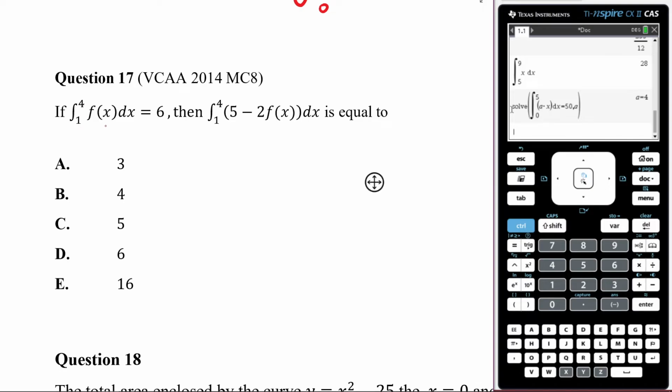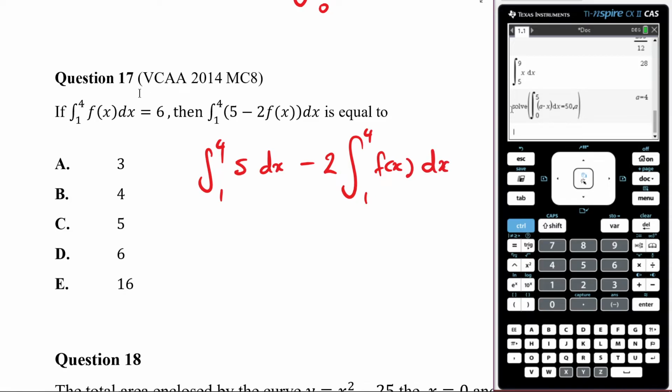All right, we've got the integral from 1 to 4 of this. This is equal to what? Again, we're just going to break this up. So I'm going to write this as the integral from 1 to 4 of 5, and I'm going to take the minus 2 out, right? So that's going to be this. Sorry, I keep forgetting the dx. Minus 2 times the integral from 1 to 4 of f of x, dx.